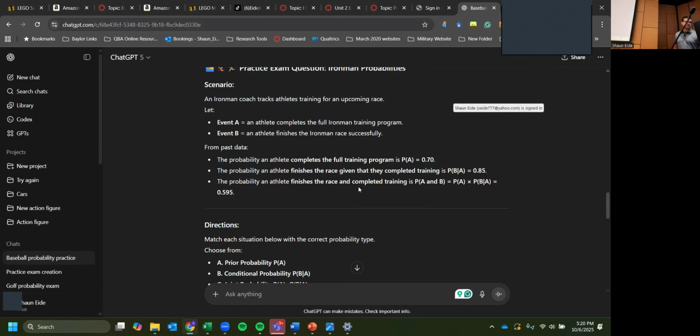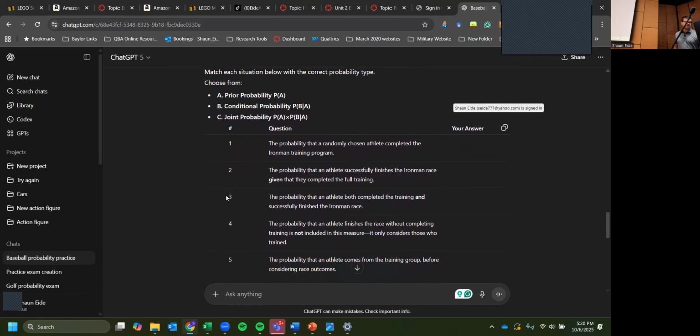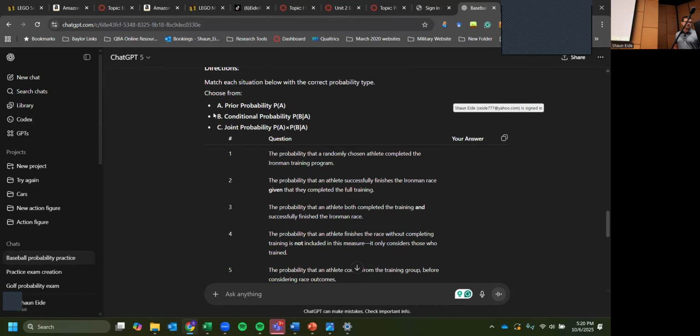The probability an athlete finishes the race and completed the training is probability of A and B, which is probability of A multiplied by the probability of B given A, which is 0.595. So now you've got to ask some questions: match each of the following with the correct probability type.